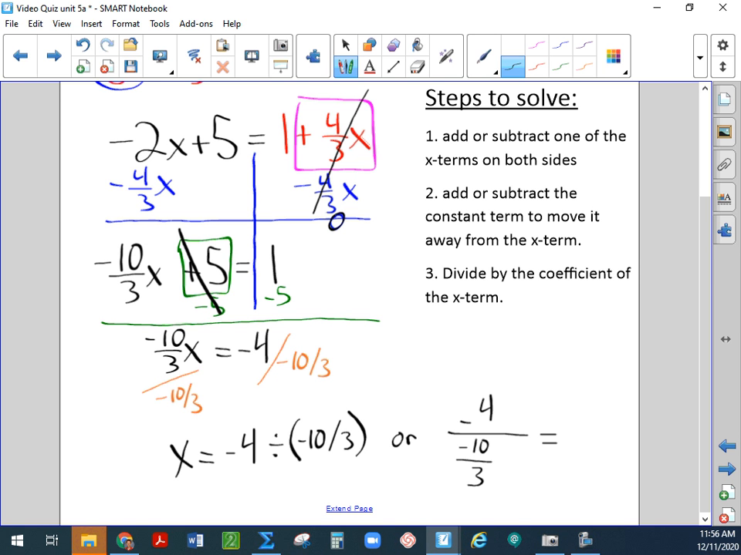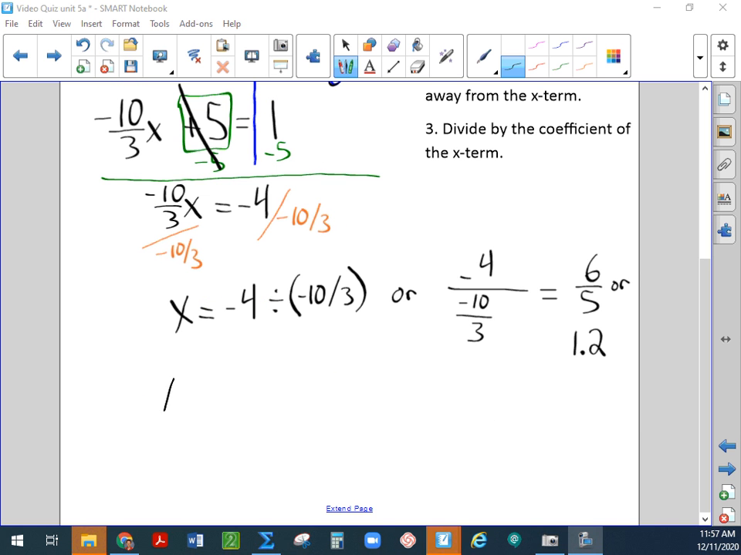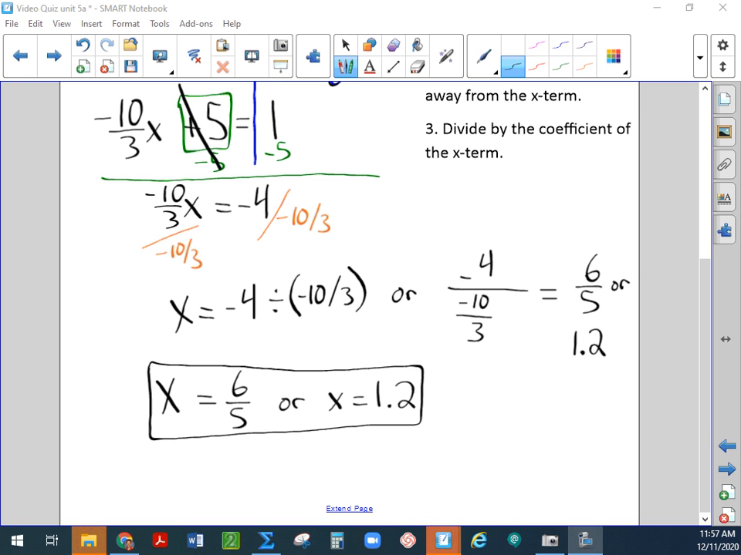And all of those, when you type them in your calculator, will give you the same thing, which is 6 divided by 5, or 6/5, or as a decimal, exactly 1.2. And both of those are okay. So x is 6/5, or x is 1.2. And that's not a rounded decimal, that's the exact decimal that we get for this problem.